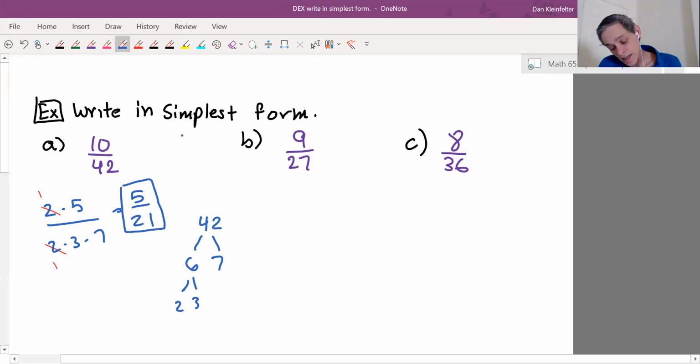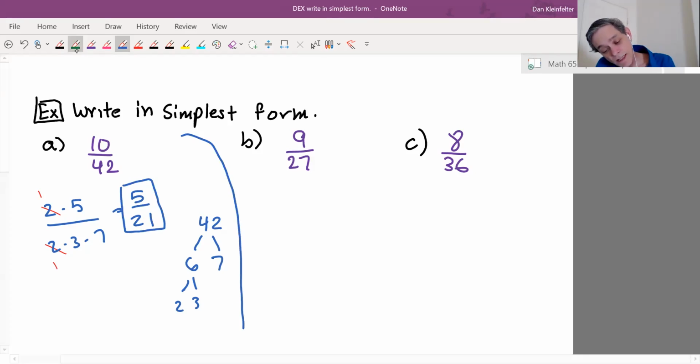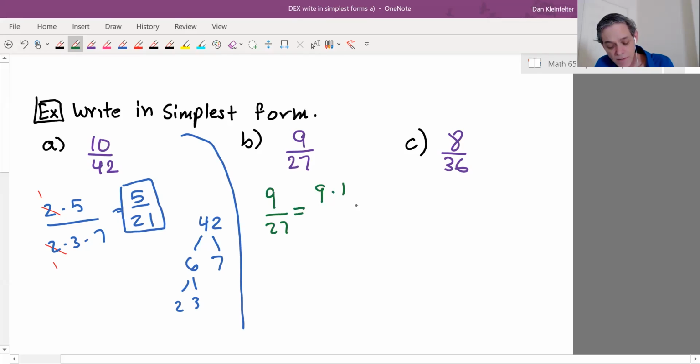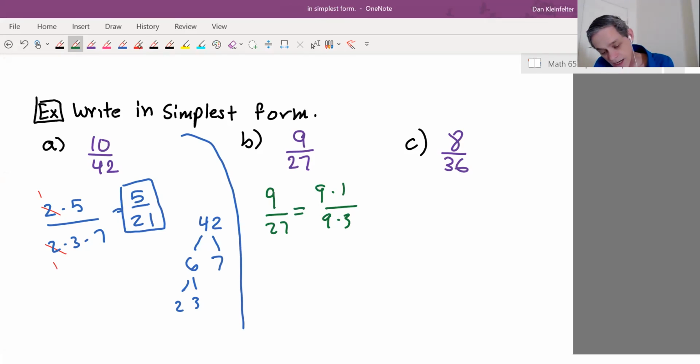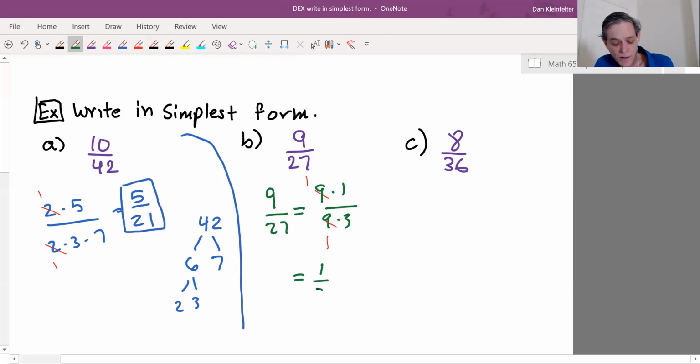Next up we have 9/27. So 9/27 is the same as 9 times 1 over 9 times 3. Here there's a common factor of 9 that can be divided out. 9 divided by 9 is 1. 9 divided by 9 is 1. And so we're left with 1/3.